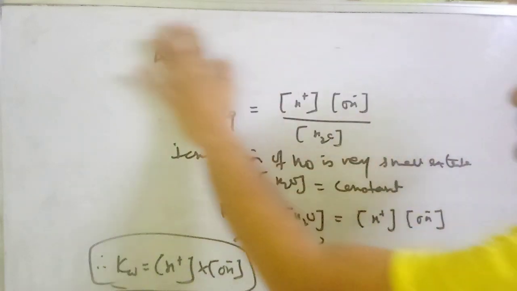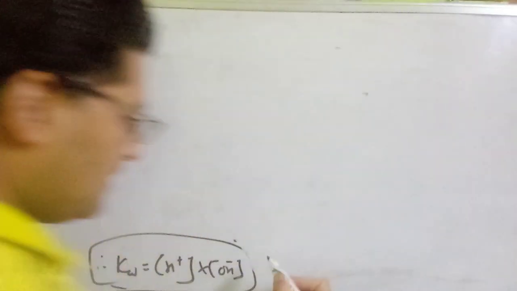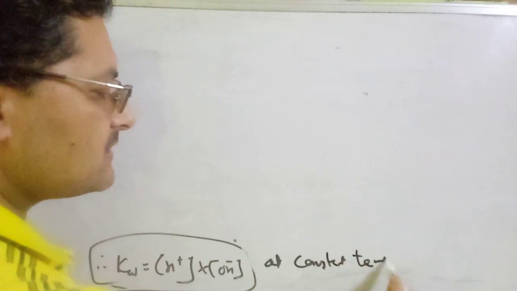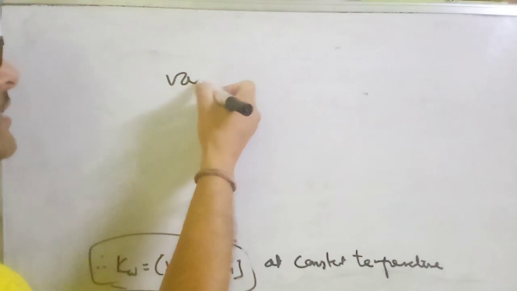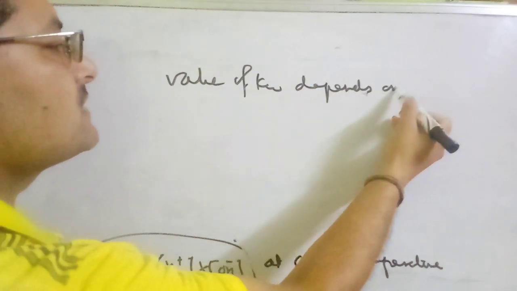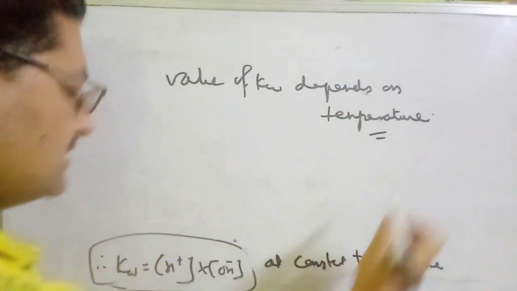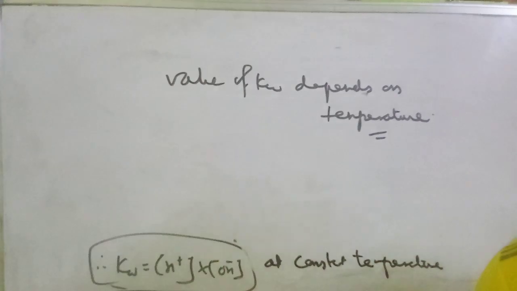One more important thing is that Kw is always constant for a given temperature. Ionic product depends upon temperature. At constant temperature, it is always constant. So the value of Kw depends on temperature, because if you increase the temperature, then the value of Kw will increase. The Kw value, or ionic product of water value, depends upon temperature.